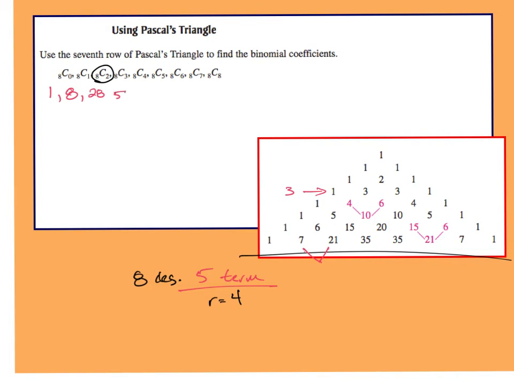56. What is my r on my fourth term? 3. All right, let's do another one. So I need my fifth term now. We'd have 70. All right, and now we're kind of on the downhill slope. What would be my next one? 56, and then 28, and then 8, and then 1.